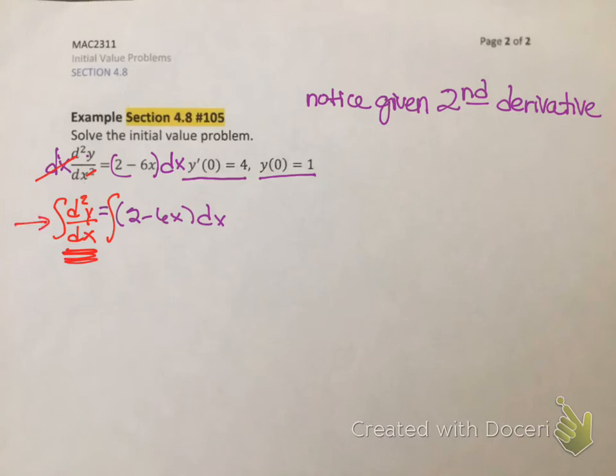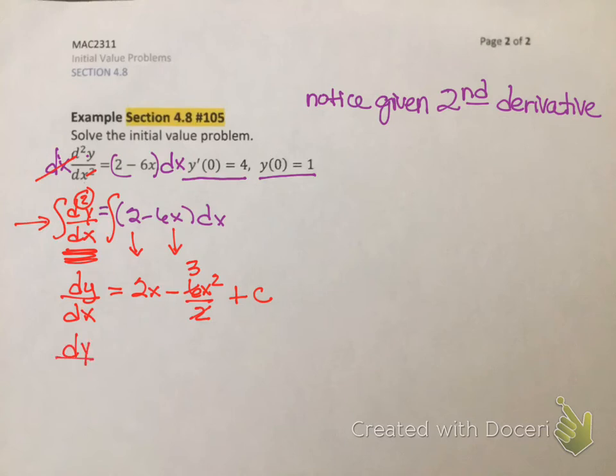Okay, listen carefully. When you take the antiderivative of a second derivative with respect to x, you get the first derivative with respect to x. On the right, the antiderivative of a 2 is 2x to the first over 1. The antiderivative of 6x is 6x squared over 2 plus c. 2 goes into 6 3 times. So I'm looking at dy dx is equal to 2x minus 3x squared plus c.